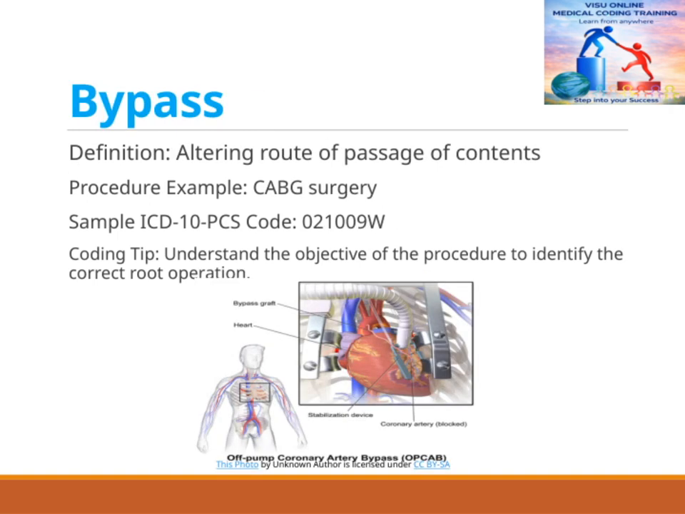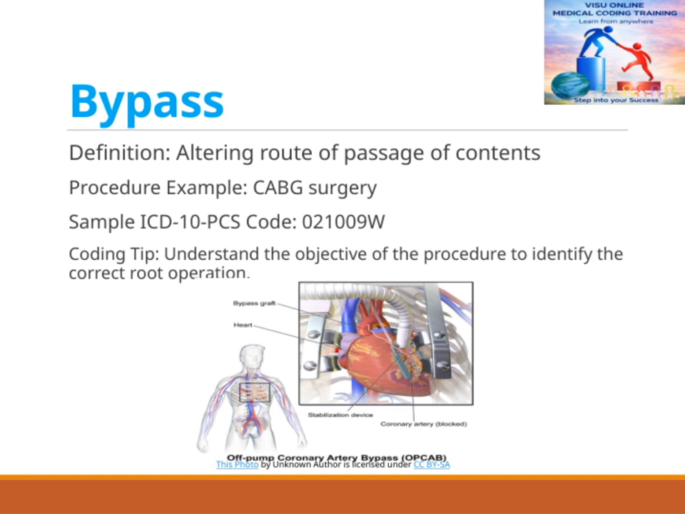This photo, credited to an unknown author and licensed under CC BY-SA, helps illustrate a key concept in coding. On this slide, we're focusing on the definition of a specific type of procedure. It's essentially about altering the route of passage of contents within the body. Think of it as rerouting blood flow or other substances to improve health or bypass a problem area.